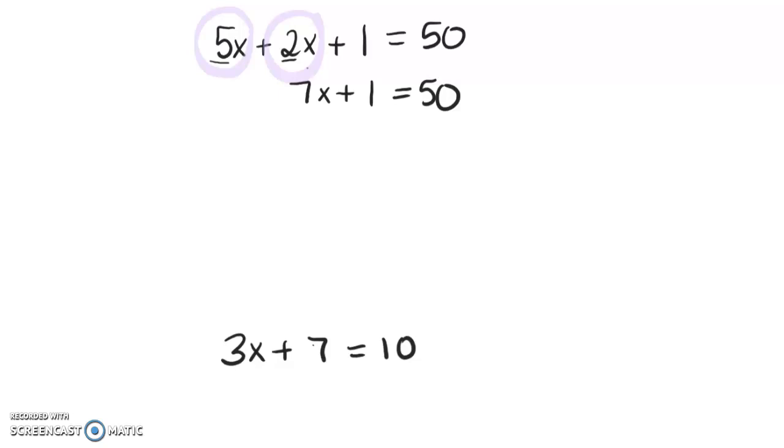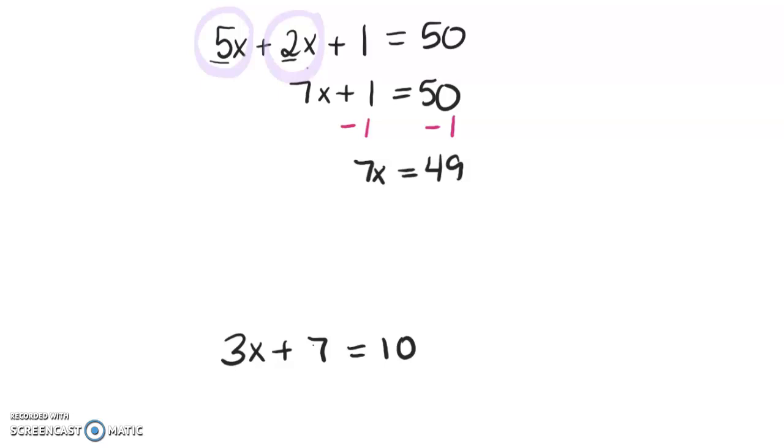And now I'm going to move on to step 2, and it says collect all the variables on one side and all the constants on the other. Here I have a variable and a constant term, so I'm going to move this constant term over. Because it is plus 1, I'm going to do the opposite, which would be subtract 1. And when I subtract 1 from this side of the equation, I'm going to do it to both sides to keep the equation balanced. So that will zero out, and I'll be left with just 7x. And on this side, 50 minus 1 is 49.